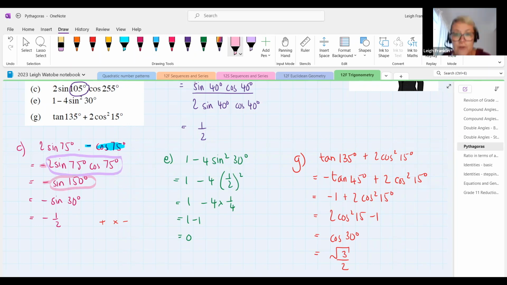So for 150, which is in the second quadrant, I would use 180 minus 30. So that's going to reduce to sine 30, but it's negative because of the negative from above. And then I'm going to use my special angles and sub in, remembering my sign.